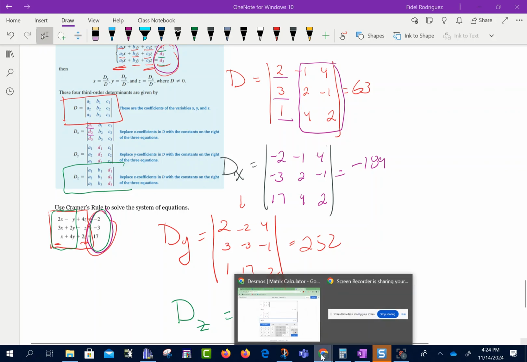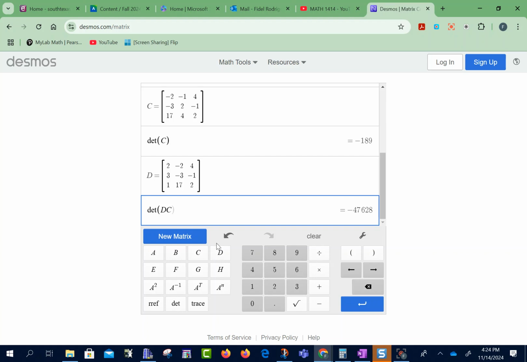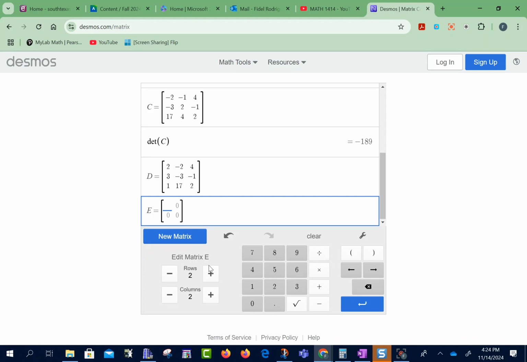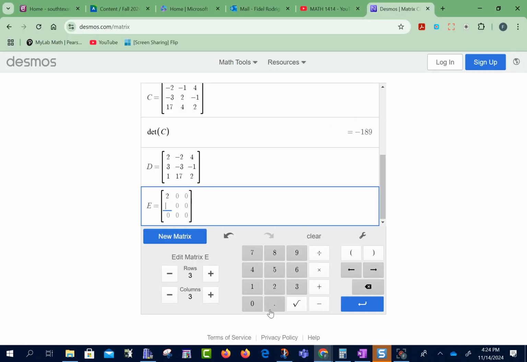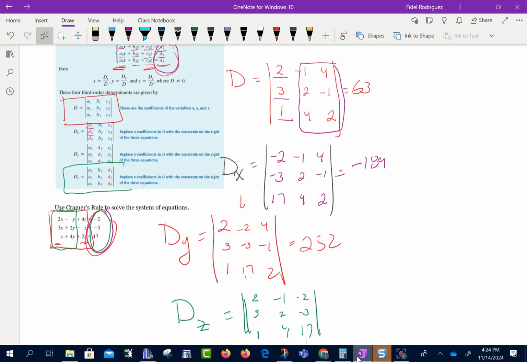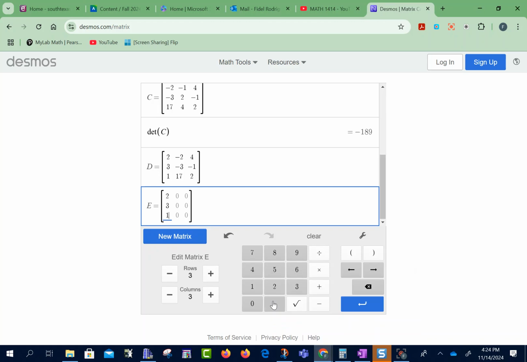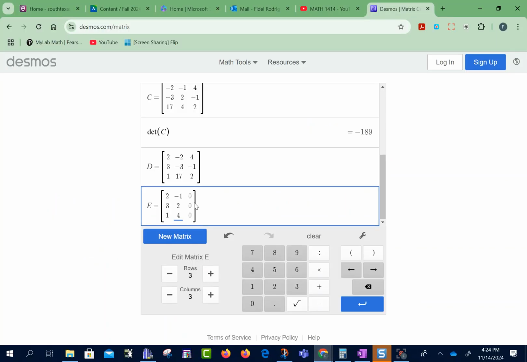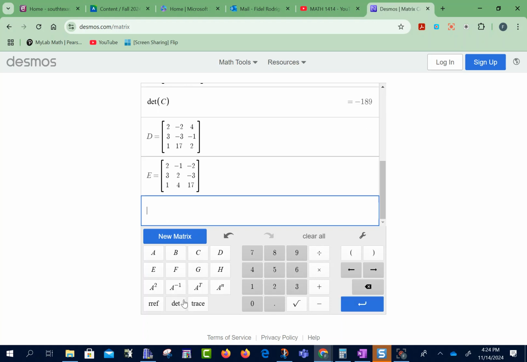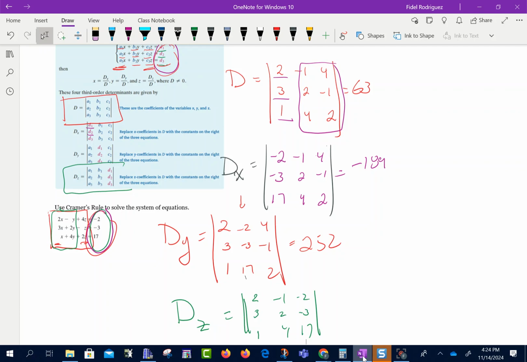Okay, so let me go ahead and do this part. Let's go new matrix. Oops, sorry. Let's clear this. Here we go. New matrix, 3 rows, 3 columns, I'm sorry. 2, 3, 1, going down. Then we got -1, 2, and 4. And then we have -2, -3, and 17. We'll hit enter. We're going to find the determinant of that matrix, which we called matrix E: 126. Whew, a lot of steps.